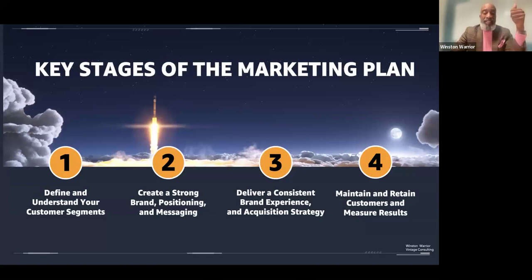Again, understand your segments. Create a strong brand positioning and messaging. We'll talk about brand separately. Deliver the consistent brand experience and acquisition strategy. Acquisition strategy just means how you're going to acquire, how you're going to get people to sign up to consume whatever it is you're doing. And then again, maintain, retain customers and measure.